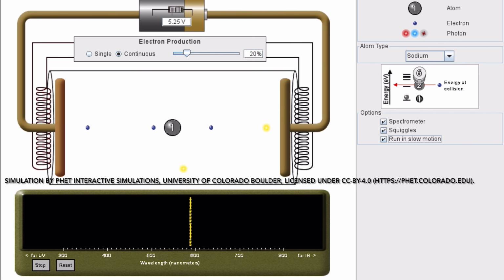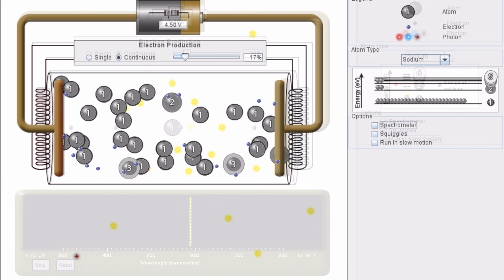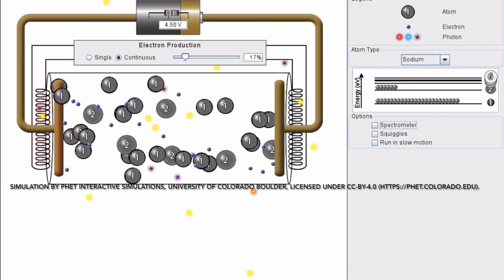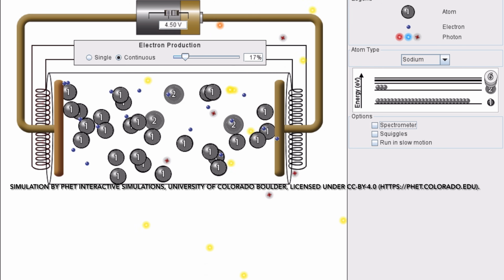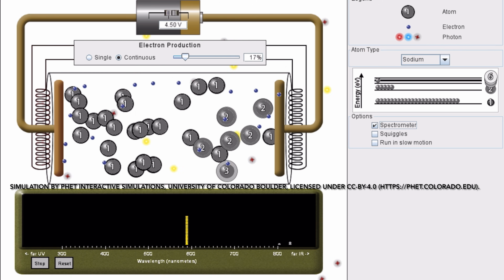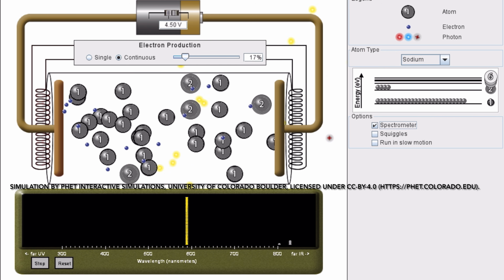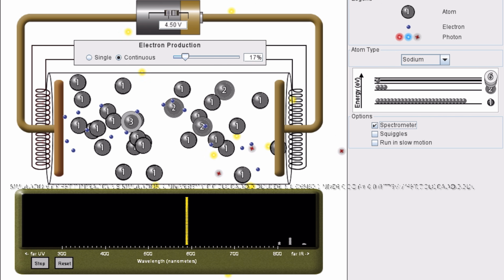Of course, in a real lamp there will be many sodium atoms, and some of the electrons will be accelerated to a high enough energy that they may promote electrons to even higher energy levels, but the majority of the photons emitted will be of the characteristic yellow-orange colour.